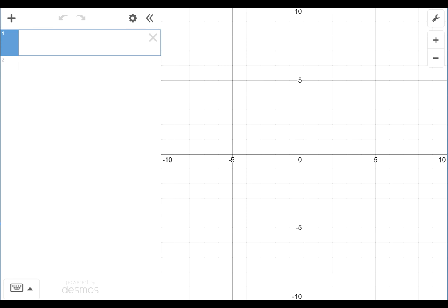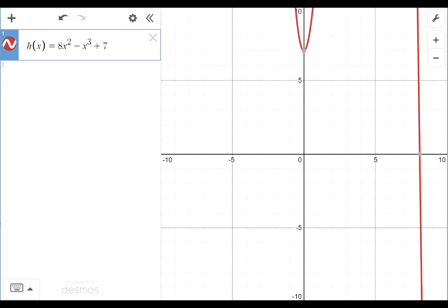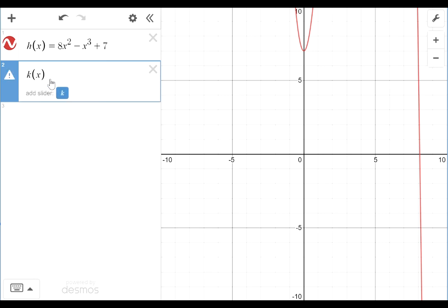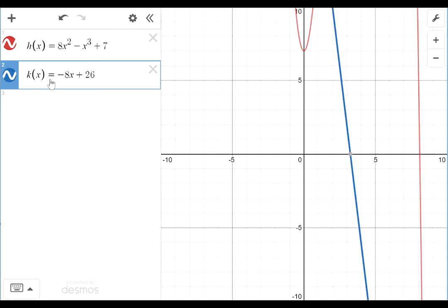So our h function, h of x, equals 8x squared minus x cubed plus 7. So you can see little bits and pieces of the graph, but not it completely. So let's graph the other one and then we'll adjust the window. k of x is equal to negative 8x plus 26. And that one, again, you don't see a whole lot of.